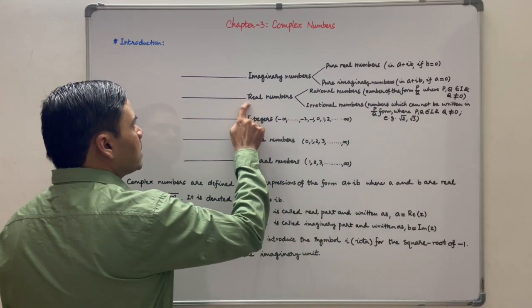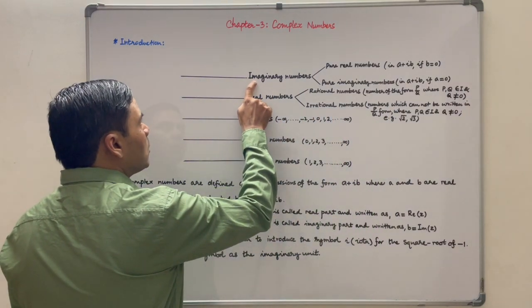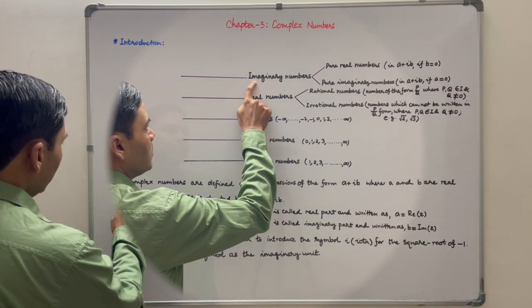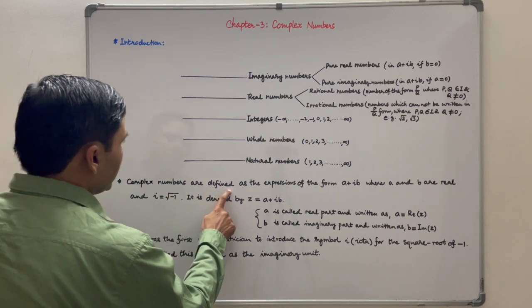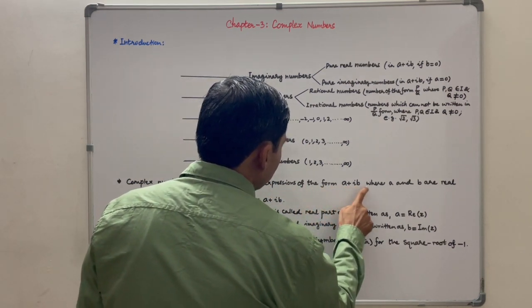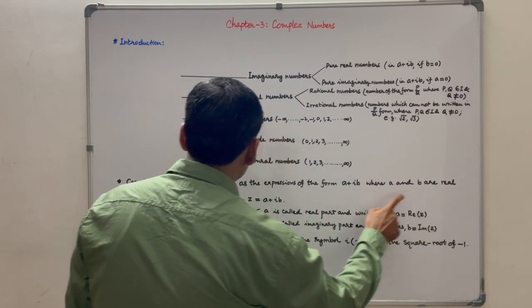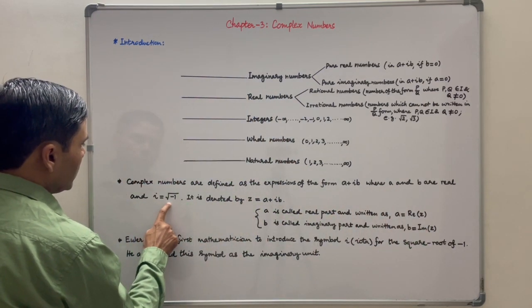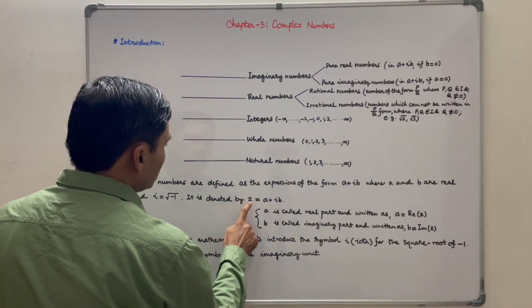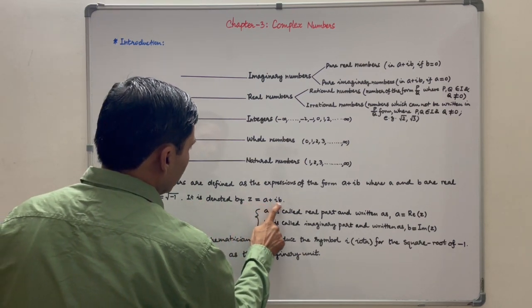On top of the stack come imaginary numbers or complex numbers, which we will study in detail in this chapter. Complex numbers are defined as expressions of the form a plus ib, where a and b are real and i is equal to under root minus 1. It is denoted by z. So z is equal to a plus ib.